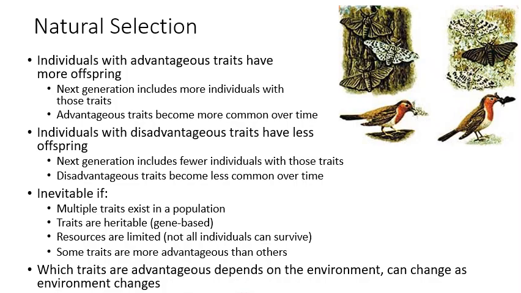So those traits will then become more common in the next generation because of how many offspring you had. On the other hand, if you have disadvantageous traits, it's harder for you to find food, it's harder for you to get away from predators, so you maybe live less long and have fewer offspring, and then those traits are less common in the next generation. The key to natural selection is that what traits are advantageous or disadvantageous depends entirely on the environment, and the environment can change.